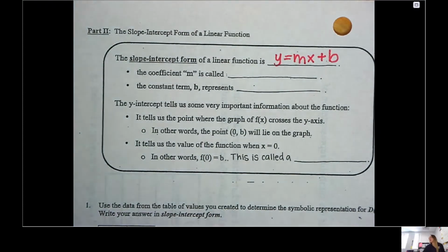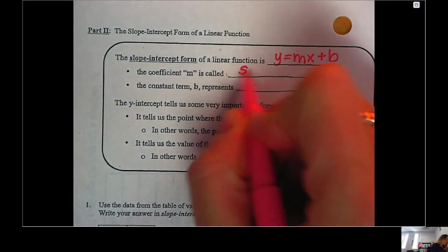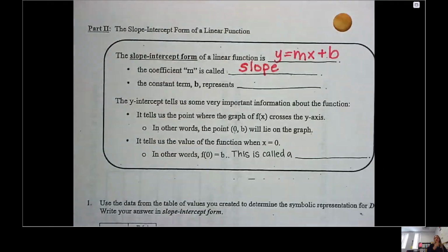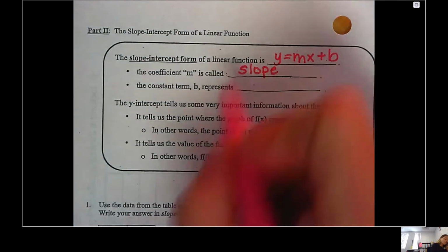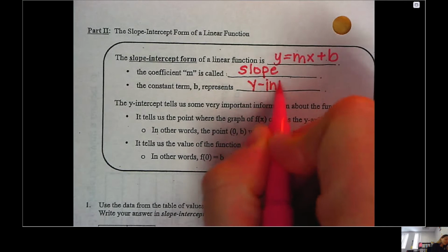You've got 2 parts of that line. You've got the m and you've got the b. What's that m called? Slope. What's the b? Y-intercept. Hence why it's called slope-intercept form. Get it? Because I gave you the slope and the intercept. Wild. So the m is your slope and your b is your y-intercept.